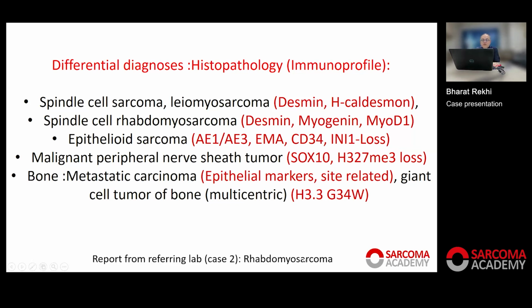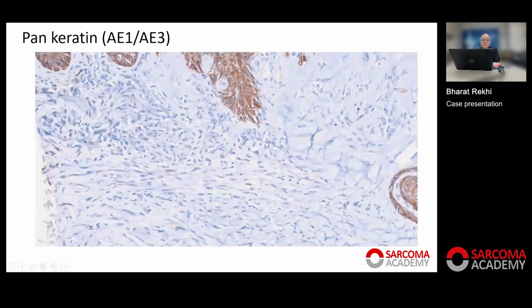So like I mentioned, in case number 2, the referring diagnosis was rhabdomyosarcoma. And then with a couple of thoughts for case number 1, we proceeded with a pan-keratin because there were multiple lesions, just to make sure, could metastasis be one of the possibilities? And we threw in AE1/AE3, which is very focally positive. You can see occasional cells, and you can see the control, the overlying epidermis.